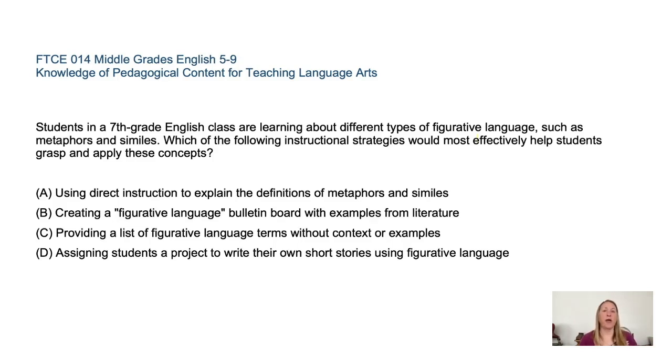Option A is incorrect. Direct instruction is useful for introducing definitions, but less effective for deeper understanding. Option B is incorrect. It provides visual reinforcement, but it's passive. Option C is incorrect. A list without context or examples is unlikely to lead to real understanding. The correct answer is D, assigning students a project to write their own short stories using figurative language. It best supports comprehension, retention, and practical use.